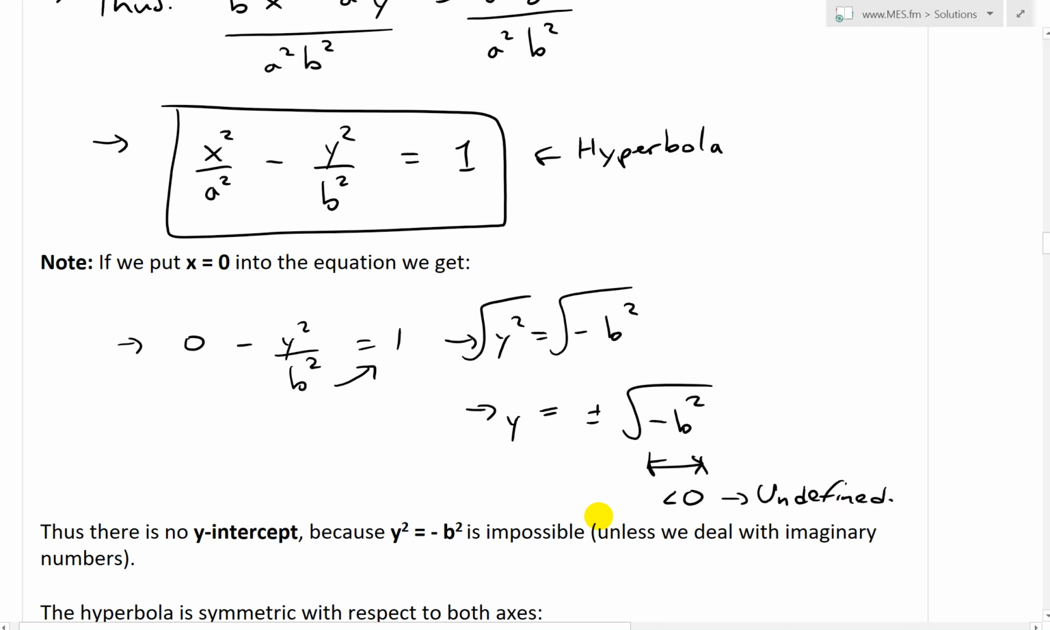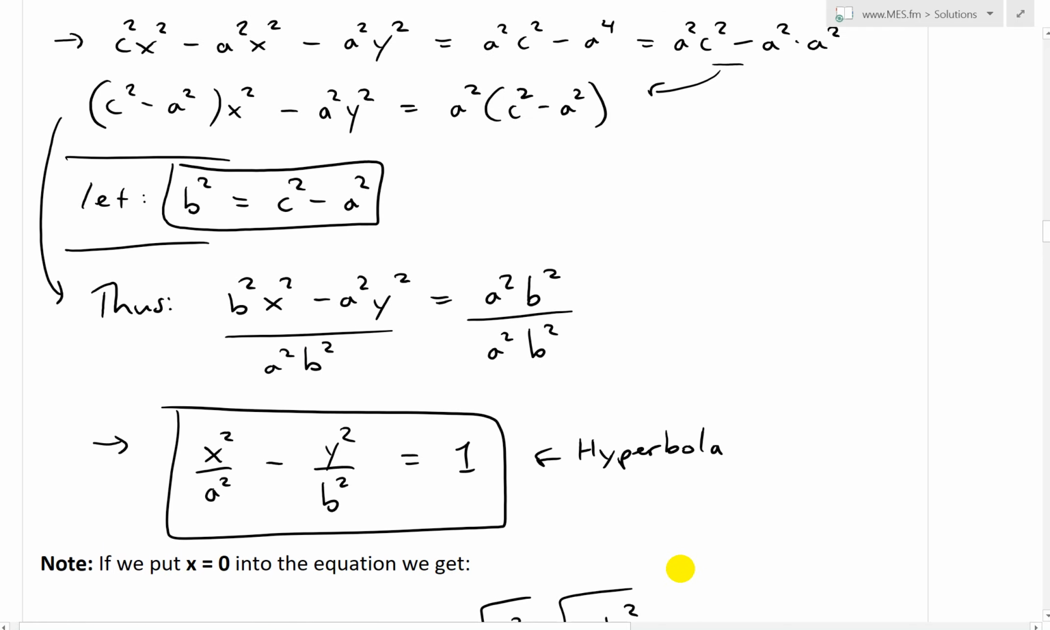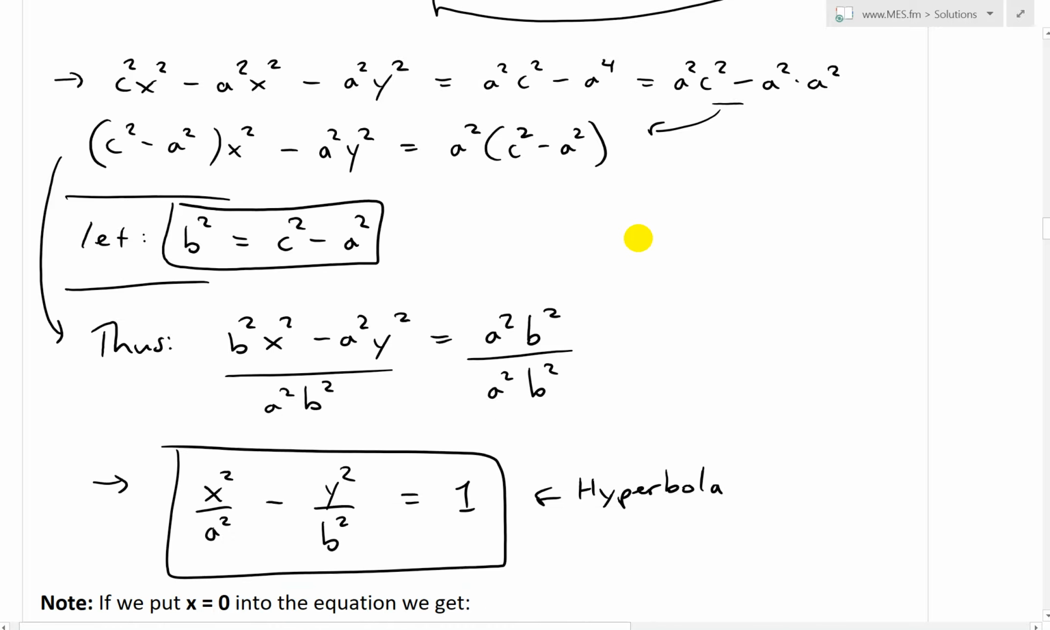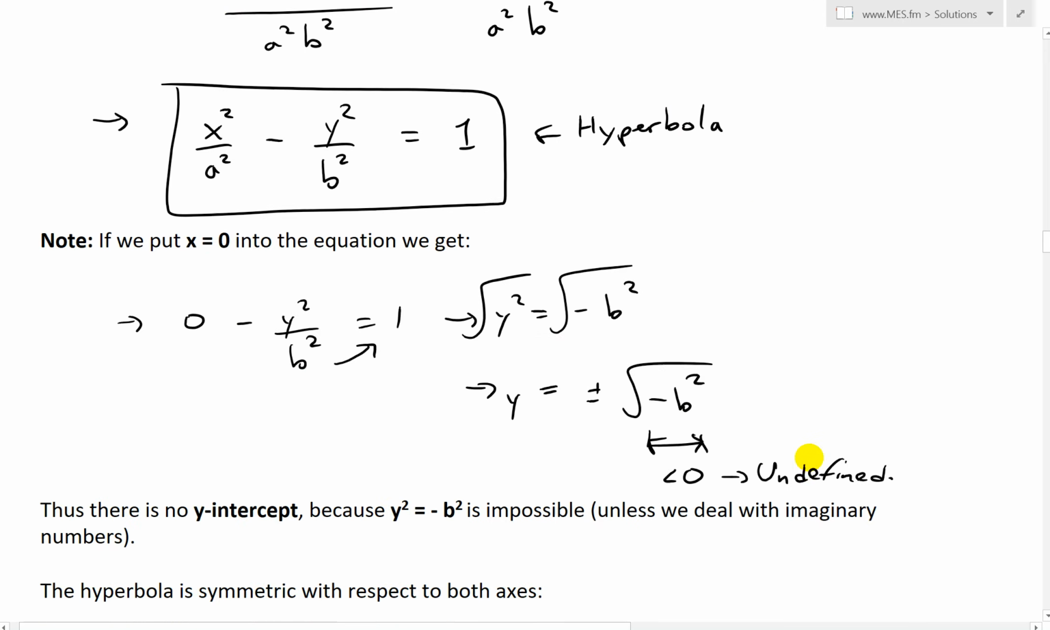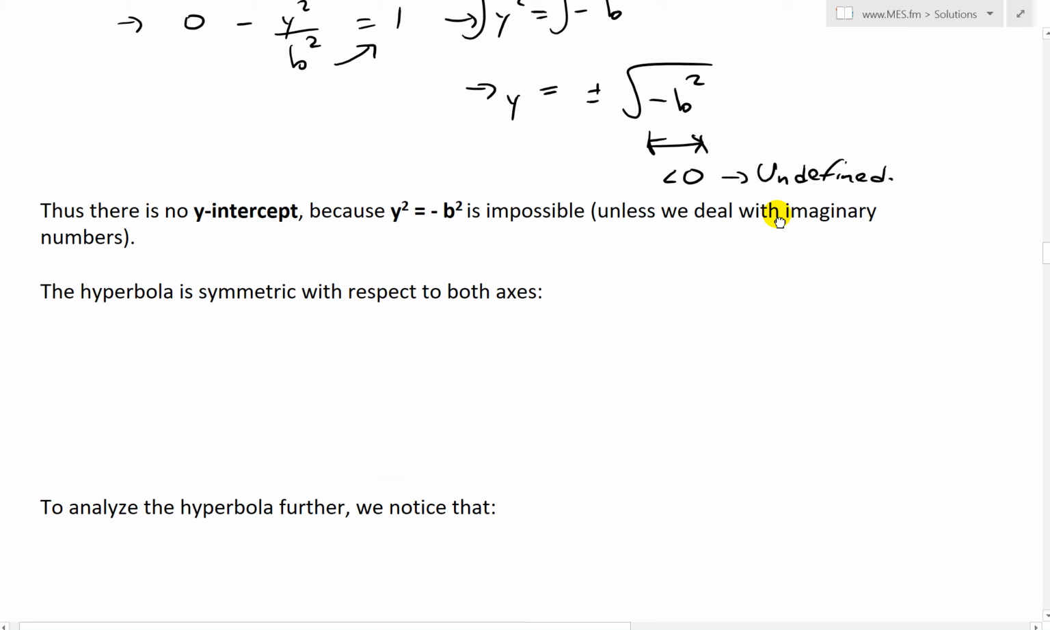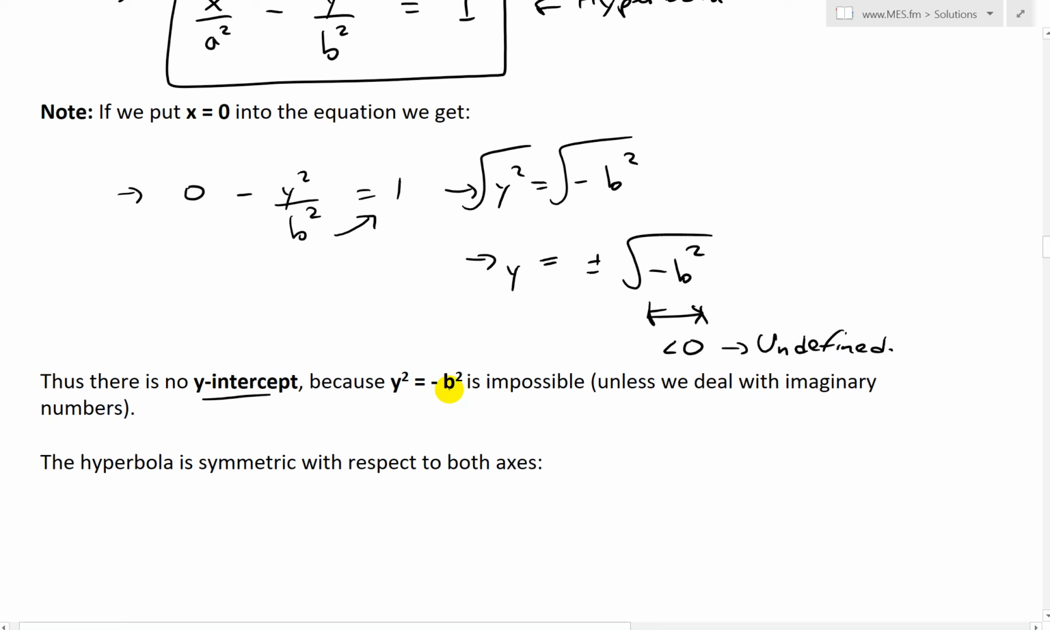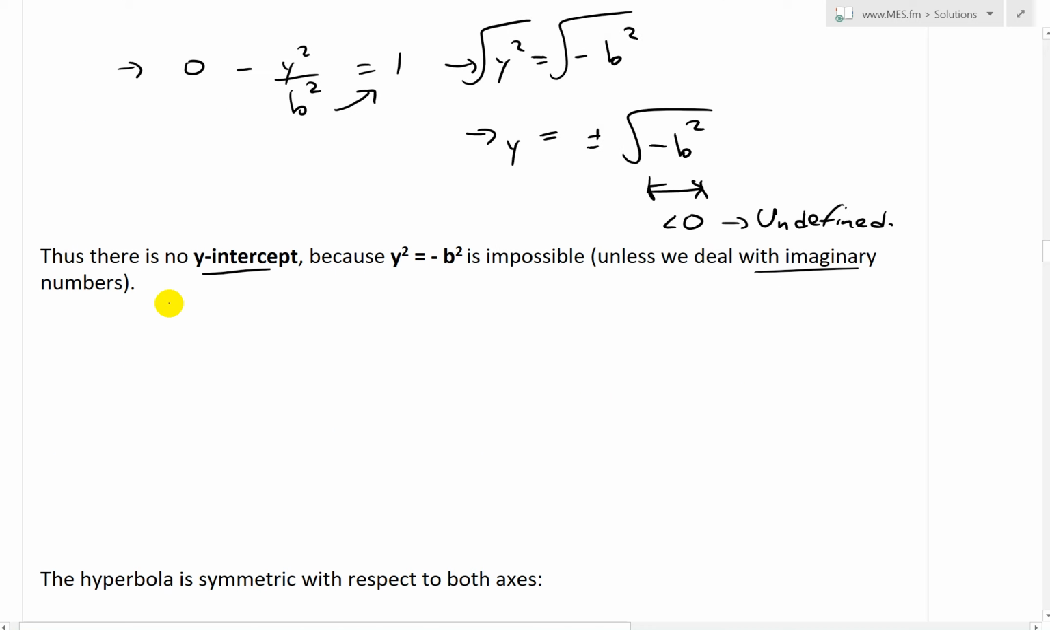Yeah, it's undefined. And before I get to the next part, if b is equal to 0, if you go all the way up to here, before the division, if you let b equal 0, this vanishes and we just have a y equals 0, which is just the x-axis. So thus there is no y-intercept because y squared can't equal negative b squared. It's impossible unless we deal with imaginary numbers.